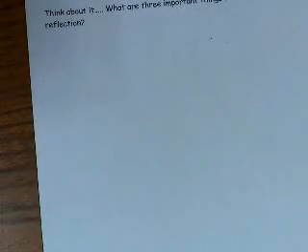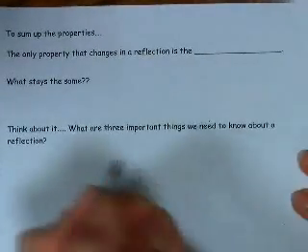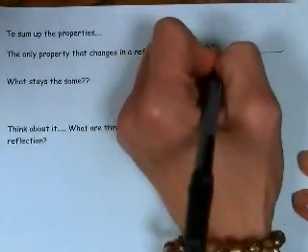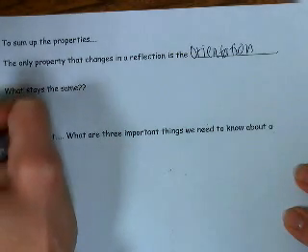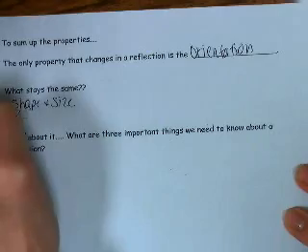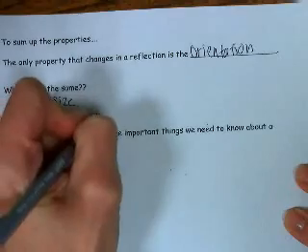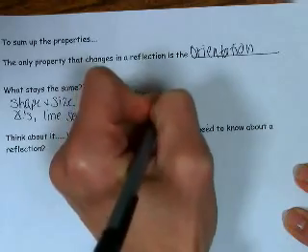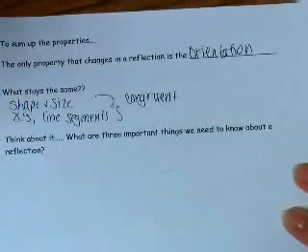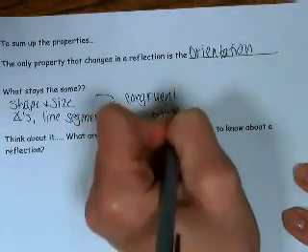And to sum up the properties, the only thing that changes with a reflection over the x-axis is the orientation. And let's think about what stays the same. It's the same shape and size. The angles stay the same. The line segments stay the same. They're congruent. All of this means that they are congruent. And parallel lines stay parallel to each other, so we have parallelism.